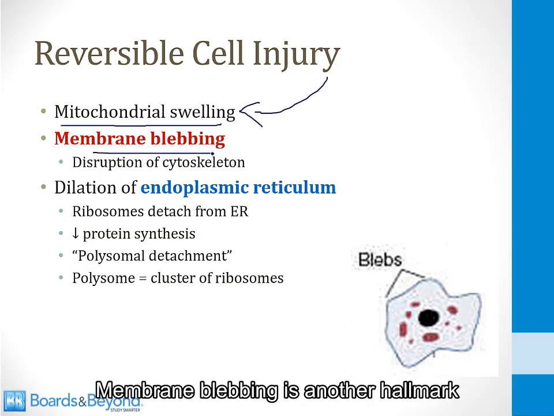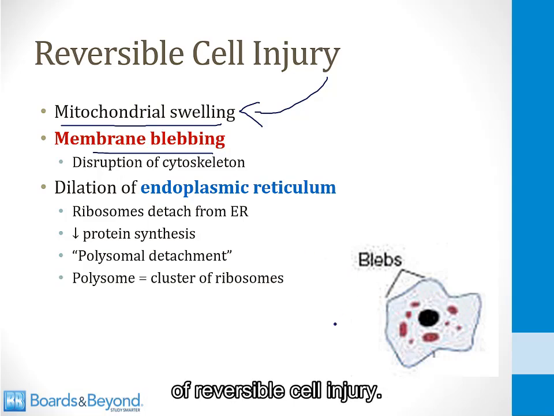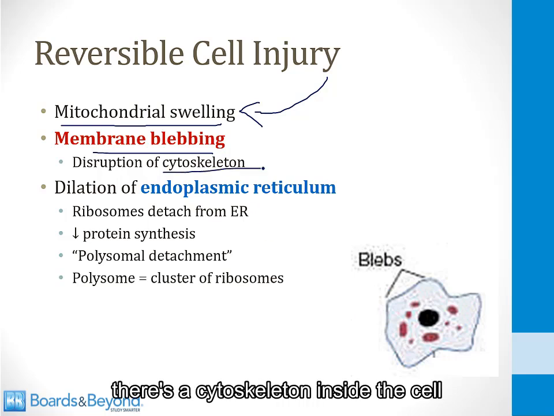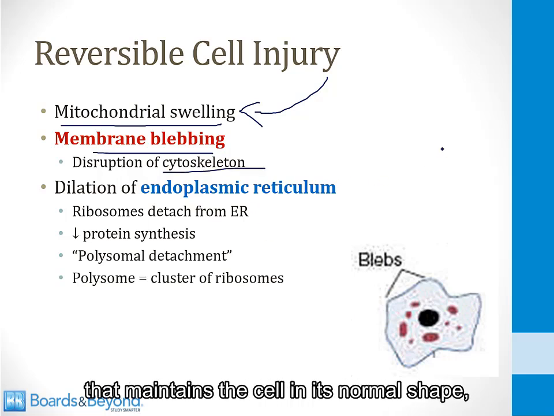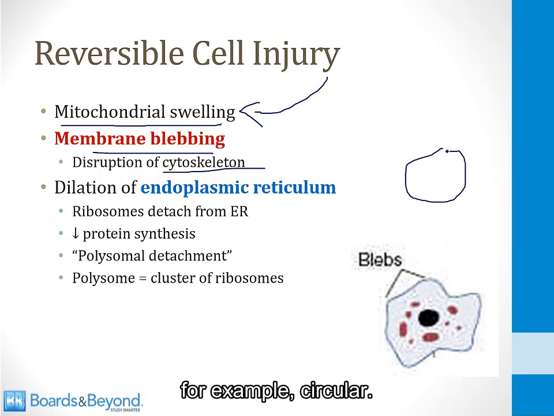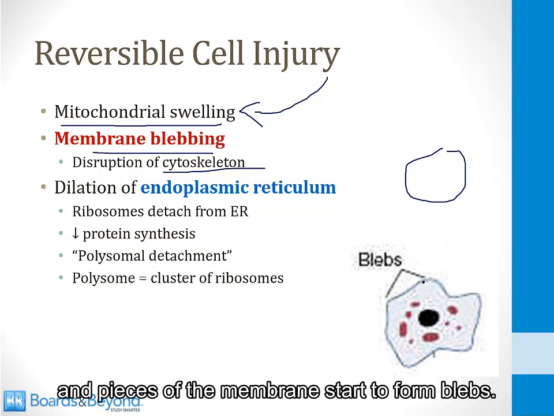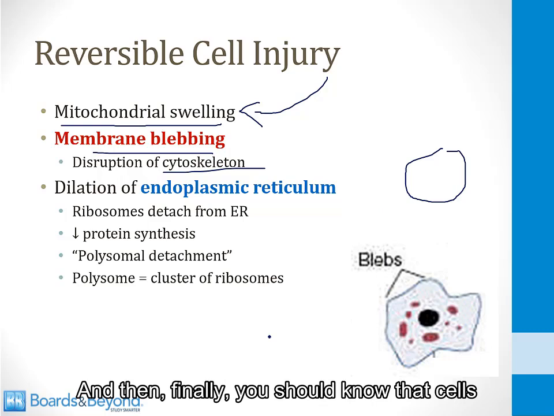Membrane blebbing is another hallmark of reversible cell injury. This is a drawing of it on the screen. Basically, what happens is there's a cytoskeleton inside the cell that maintains the cell in its normal shape, for example, circular. When that cytoskeleton is injured, then the cell loses its shape and pieces of the membrane start to form blebs.